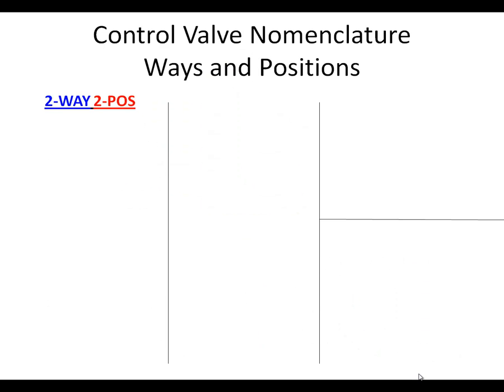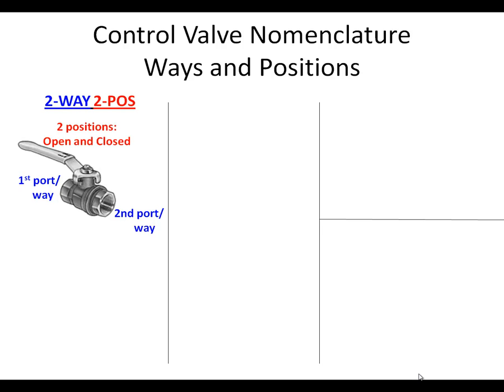Here's an example of a two-way, two-position valve, a simple ball valve. A way is a port. So if we look at this ball valve, there's one port, two ports. So this would be a two-way valve. And the positions is how many different positions this valve could be in. In this case, there's an open and a close. So this would be a two-way, two-position valve.